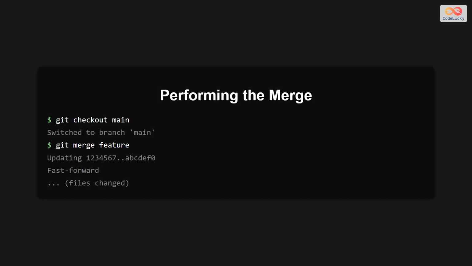To perform the merge, we first switch to the main branch. Then, we run the git merge command with the name of the feature branch. Notice the output. Git explicitly tells us that it performed a fast-forward merge. This means it did not have to create a new commit to combine the histories.